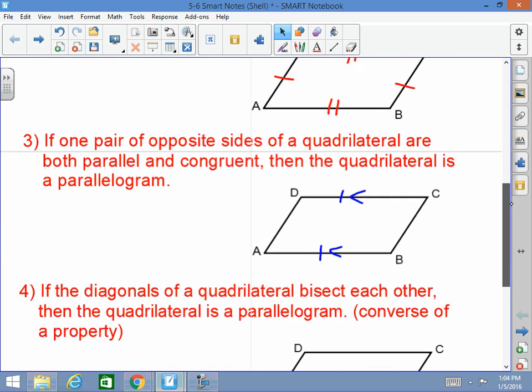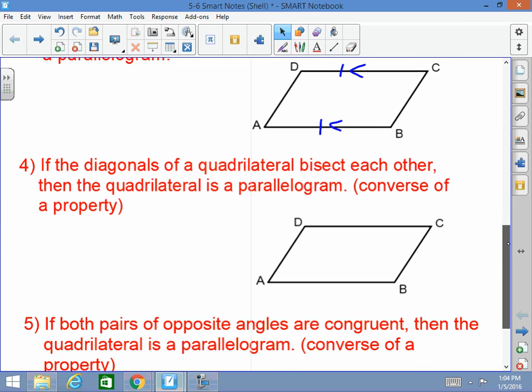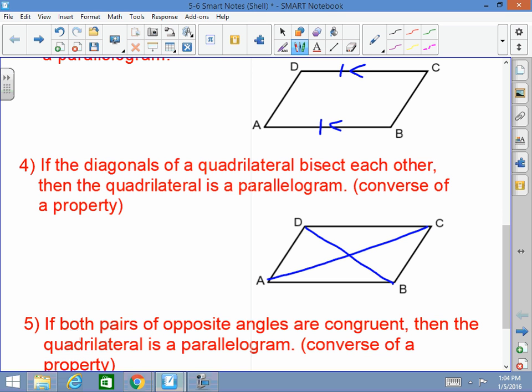Thank you, gentlemen. Number four, if the diagonals of a quadrilateral bisect each other, then the quadrilateral is a parallelogram. So if I see here a quadrilateral, oh, that was ugly. Let's try to do that a little bit better, huh? That's a little bit better. And they bisect each other.